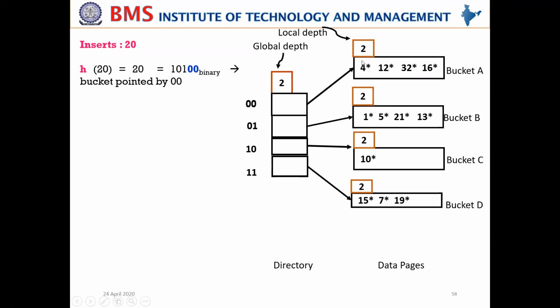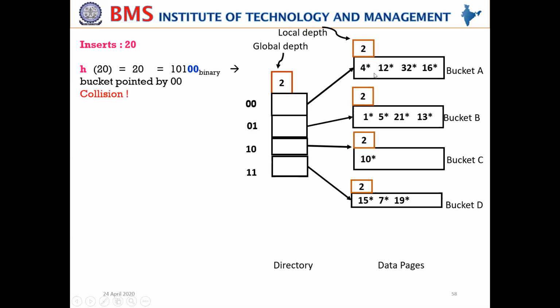If you can see, bucket A is already full. Why? The capacity of each bucket is 4 records, so the blocking factor of a bucket is 4. So 20 is also pointing me to the same bucket A, which is already full. Yes or no? It's already full. So basically it's a collision.